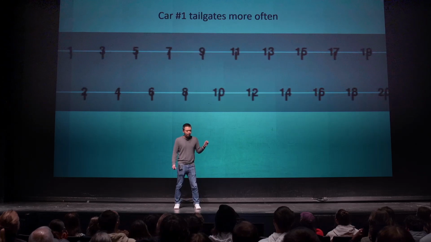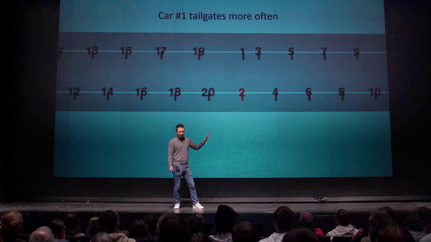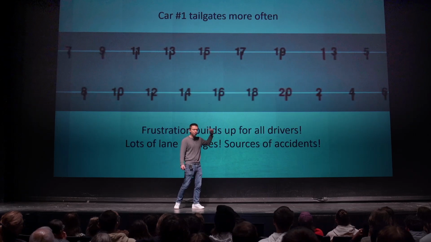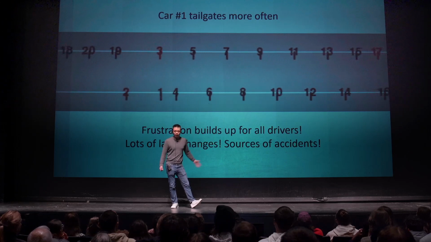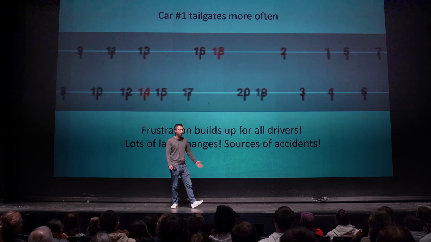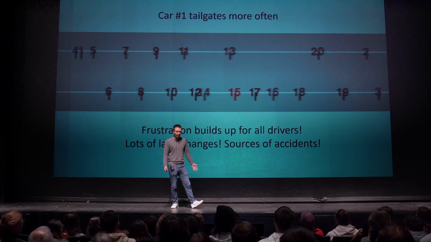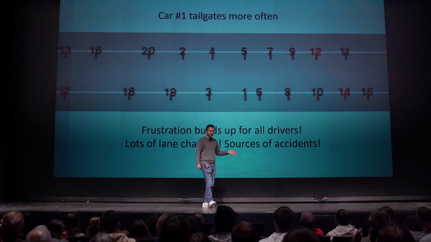Now, if I introduce another type of driver, car number 1 is now what we call an aggressive driver, who wants to tailgate more. Here, you see that car number 1 tries to go a little faster, and then frustration starts to build up, not only for driver number 1, but for every driver. For every driver, the frustration builds up, and then every driver tends to change lane. So lots of lane changes, and they're a source of accidents.